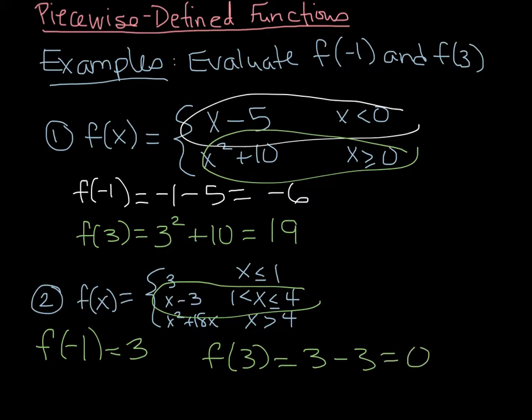And just a side comment, these things on the right-hand side are the domain for the function. So this is telling us the domain for all values where x is less than or equal to 0, we use the function x minus 5. And for a domain of x being greater than 0, we use x squared plus 10.